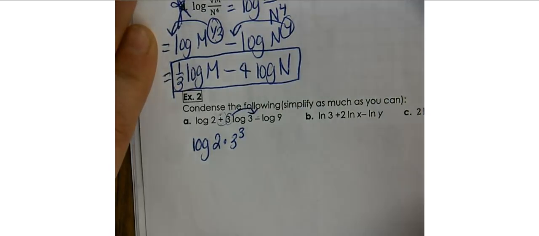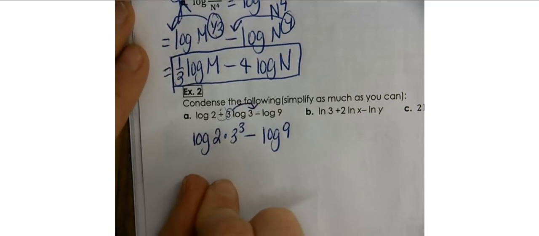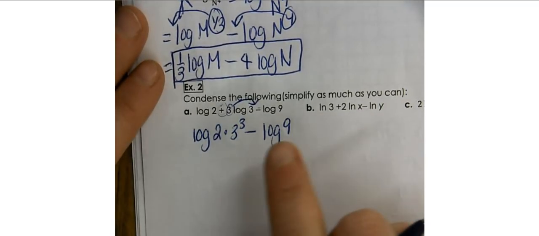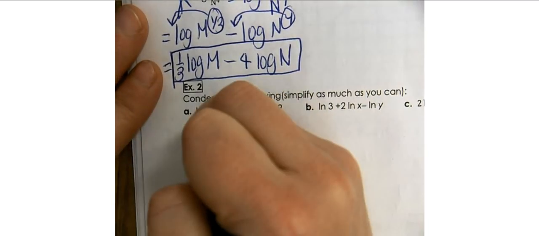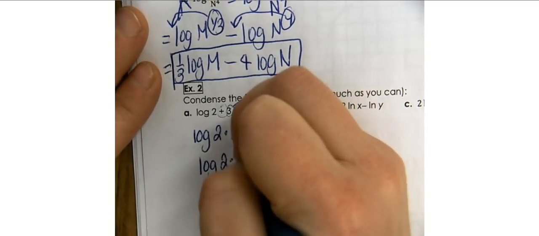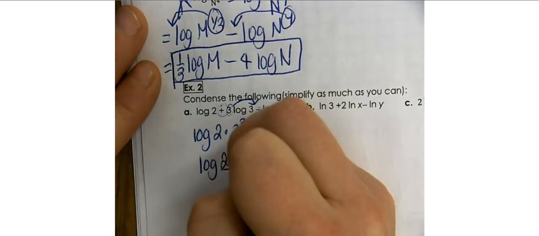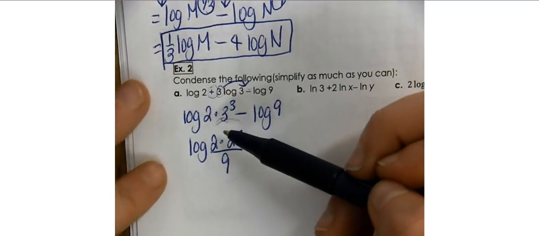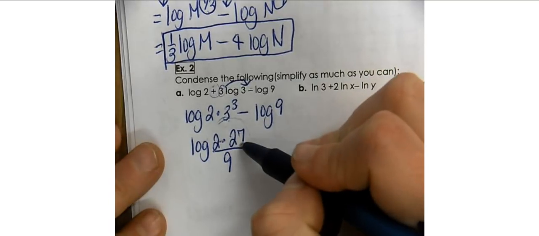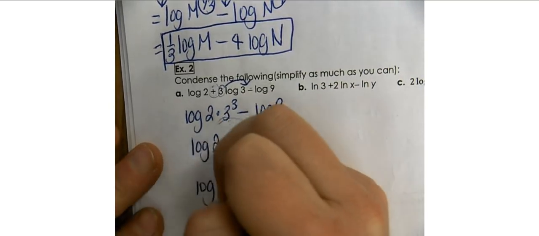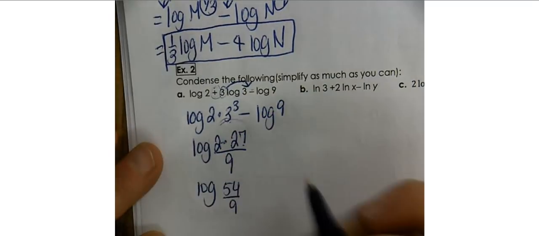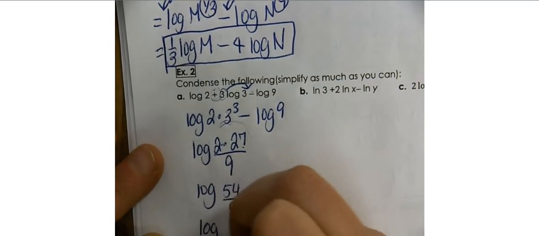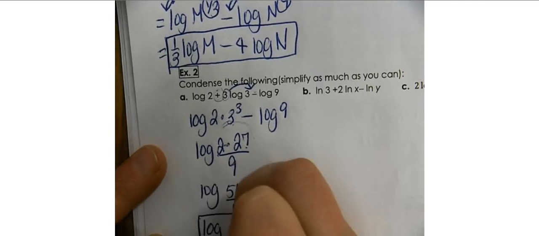So I'm going to write minus log of 9. So I've condensed the first 2 together, and now I have this minus. And what minus indicates is a division. So what I have here is log of 2 times 3 to the 3rd, which is 27, over 9. Well, now I can simplify this expression even more. 2 times 27 is 54, so this is log of 54 divided by 9, and 54 divided by 9 is 6. So my answer is log of 6.